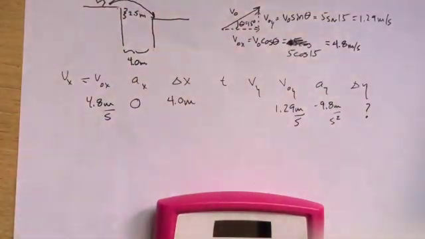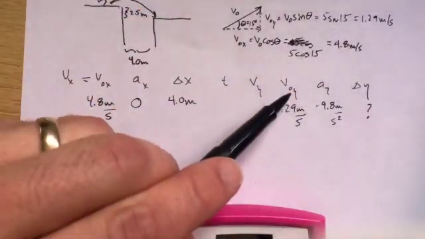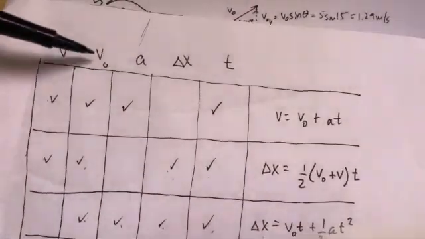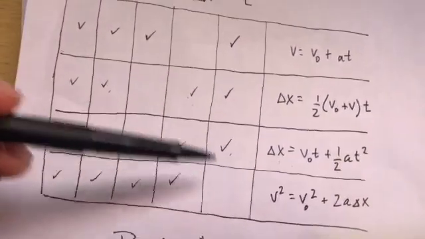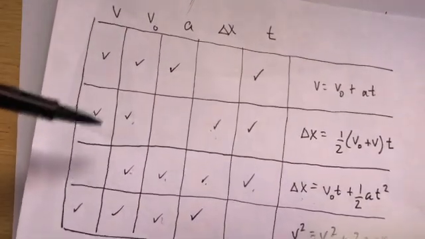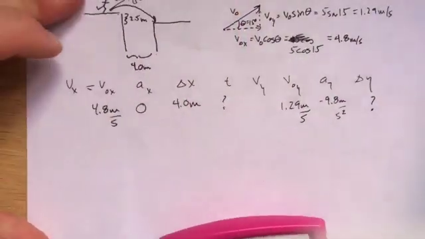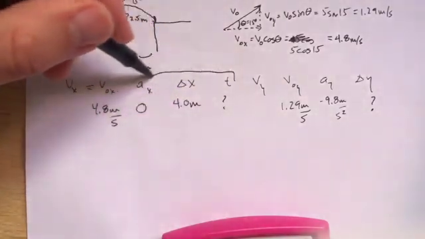In order to find delta y, I look at my variables. I have V naught y, ay, and delta y, but I don't have time and I don't have Vy. So I can't solve this. So again, like my zero launch problems, I'm going to have to solve for time. And I'm going to have to solve for time from my x variables here.